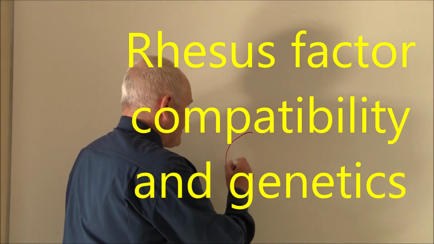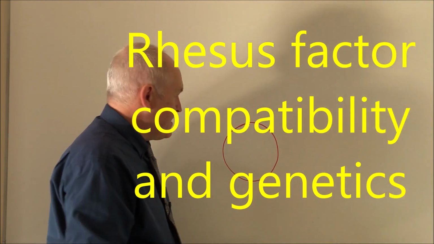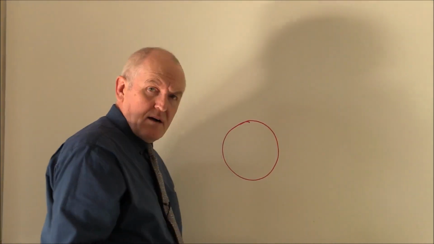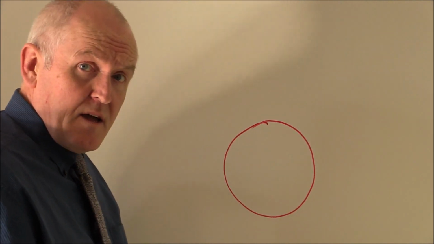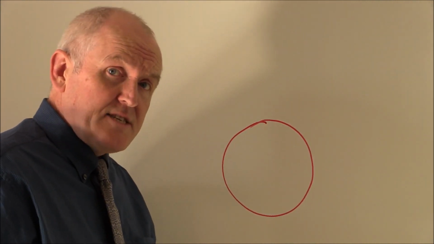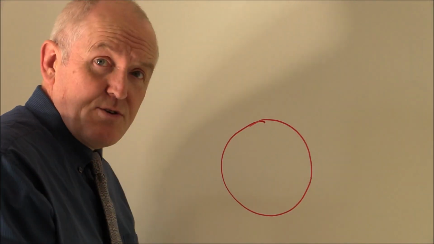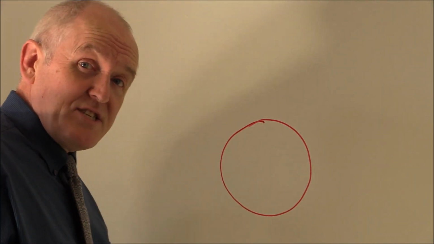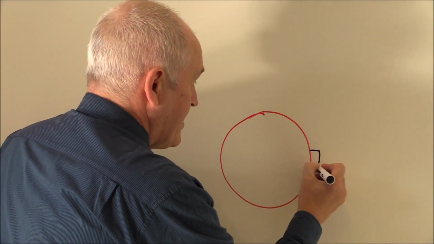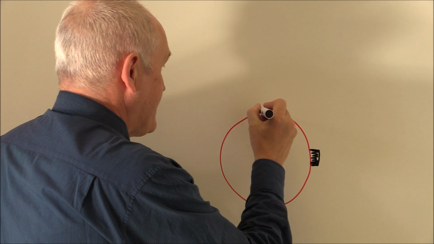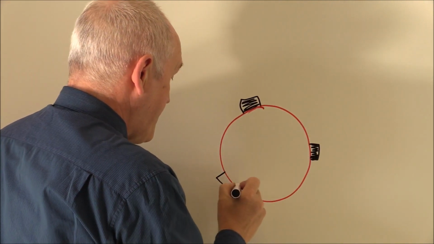Here we have a red blood cell, an erythrocyte, and we know that the A, B, O group antigens are on the surface of the red cell. And with the rhesus factor, it's exactly the same. The rhesus factor is an additional factor, and it's either present or absent on the red cells. So here we have a diagrammatic representation of the rhesus factor antigen.